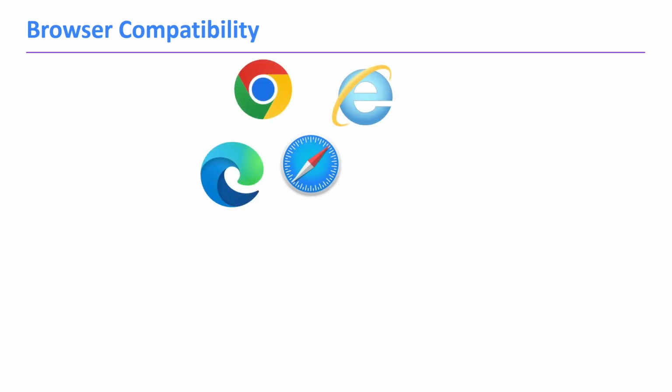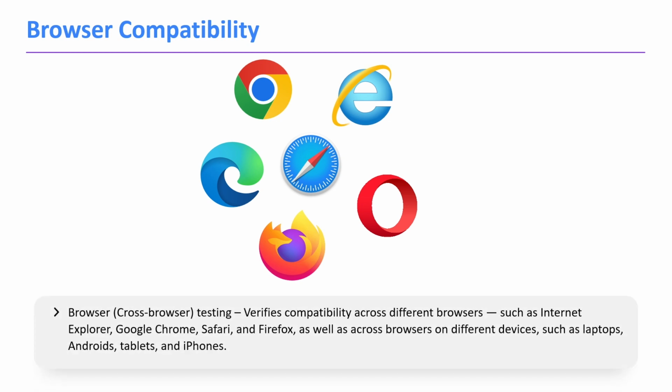Next is browser compatibility. In browser compatibility, we test that our application should be compatible with all the browsers. Like you can see multiple browsers on the screen, like the Google Chrome browser, Microsoft Edge, Opera, Firefox, Internet Explorer or Safari browser. With all these browsers, our application functionality should be compatible.